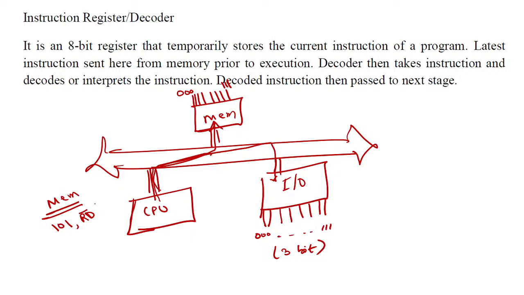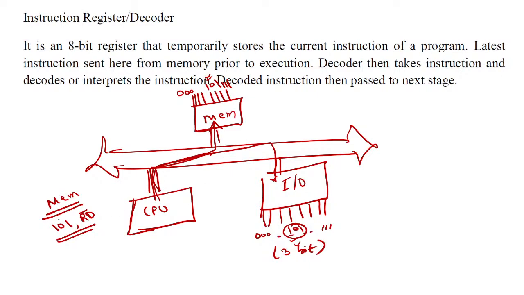Because of one address, both of these will be enabled. Memory has a location 101, and there is also an input output device at location 101. So memory will be enabled and the input output device will also be enabled. Both of them will try to send data to the CPU, and that will collide. Because of that collision the CPU will not be able to receive the data, and that memory cycle will be wasted.